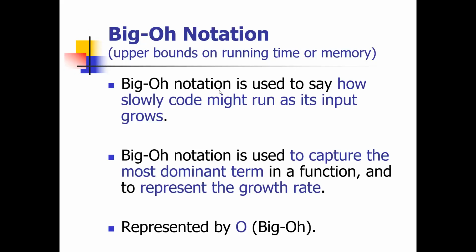So big O notation is used to say how slowly the code might run as its input grows. Because when we say how slowly it runs, the algorithm still runs at the same speed, but it takes longer to get a result. Yes? If you're building a house with 2 bedrooms, you might get the complete house, let's say, in 2 months or 3 months. But if you're building a house with 10 bedrooms, well, it might take you a year, right?